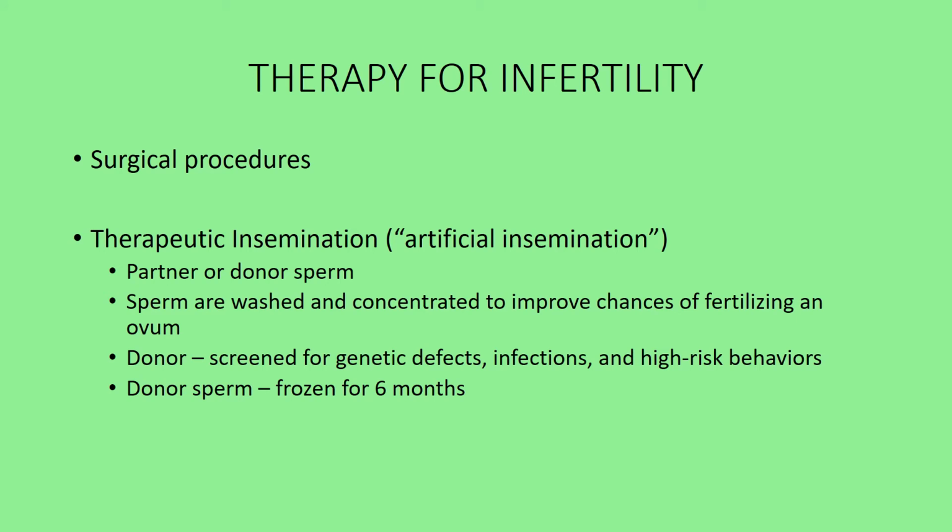Some more therapy methods: they can do surgery. This can correct any anatomical abnormalities like tubal obstruction, adhesions, or a varicocele. They can also do therapeutic insemination, which is formerly known as artificial insemination. This can use either the male partner's or a donor's sperm. The sperm is then placed directly in the uterus after it has been washed and concentrated. This just helps improve the chances of fertilizing.